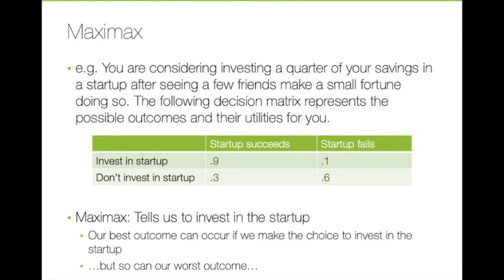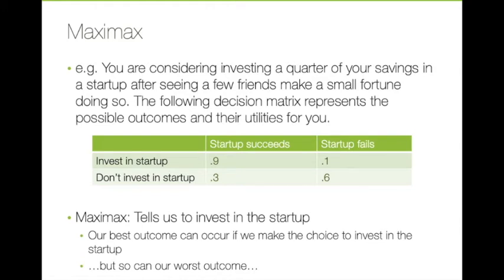Let's see what that means in terms of an example. Imagine you're considering investing a quarter of your savings into a startup because you've seen a few friends make a small fortune from doing so. The following decision matrix represents the possible outcomes and their utilities for you. Remember that we've structured our utility scale so that in general, like the probability scale, it ranges from 0 to 1, where 0 is your worst outcome and 1 is your best outcome.